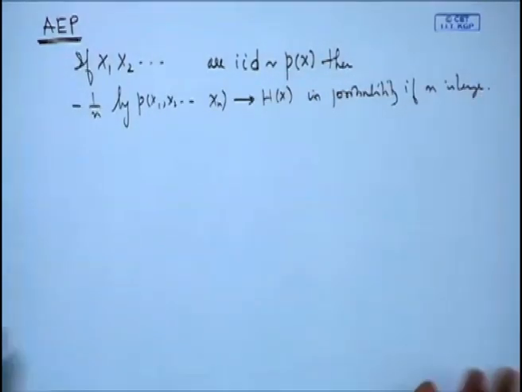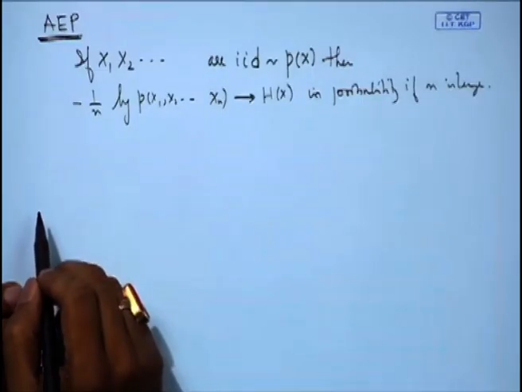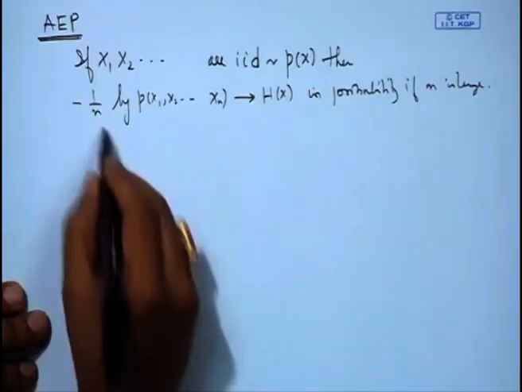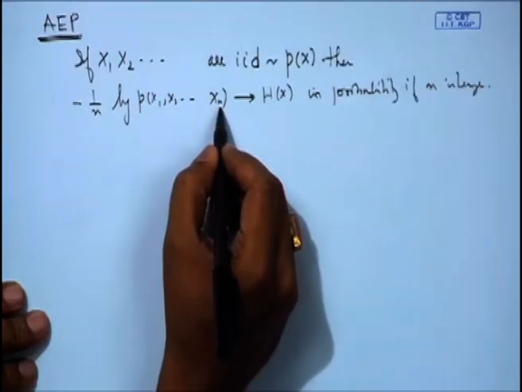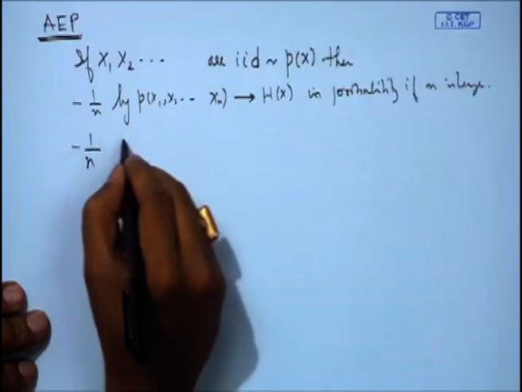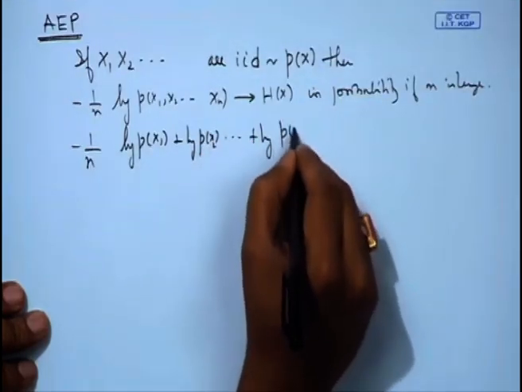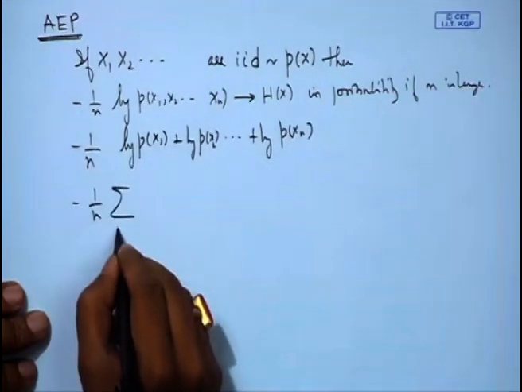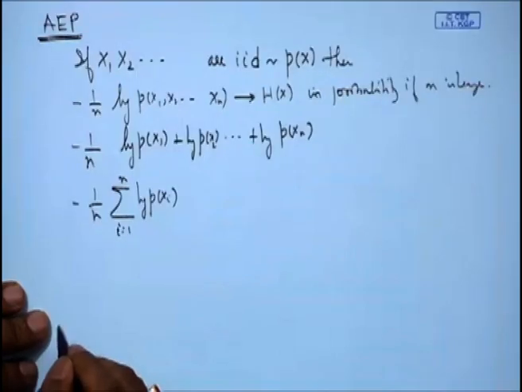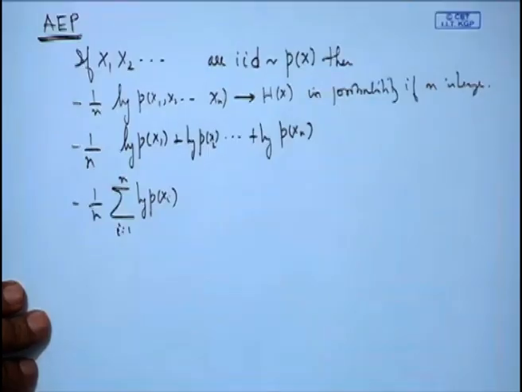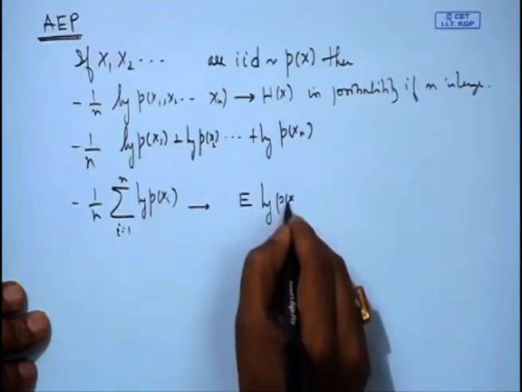So this statement is very indicative. It gives us very important results, and it's quite nice to understand what it tells us. If we take a look at the left hand side, it is minus 1 upon n log of p(x1, x2, up to xn). This we could also write as minus 1 upon n times (log p(x1) plus log p(x2) and so on plus log p(xn)), which is basically minus 1 upon n sum of i equals 1 to n log p(xi). If we take a look at this, it is almost the sample mean of this particular thing. So we could write it as almost the expectation of log p(x).